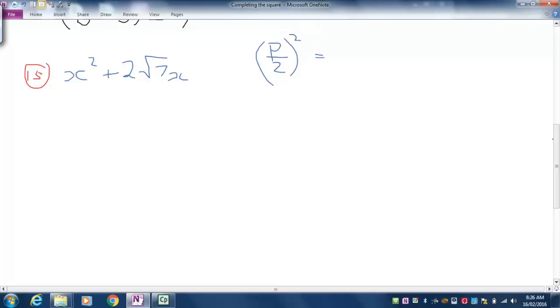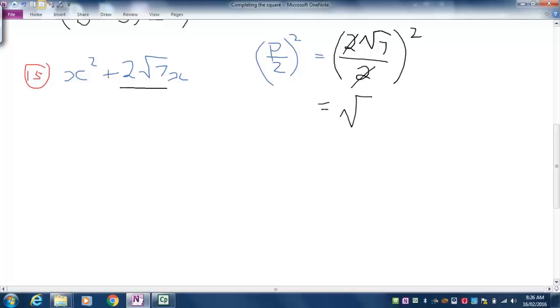It's not as difficult as it looks. Just use that magic number. So our coefficient here, the p, is 2 root 7 in this case. So I simply substitute in 2 root 7 for p. So I get 2 root 7 on 2, and then we need to square it. Now on this line here I can cancel the 2 on the bottom with the 2 on the top. So I'm just left with root 7 squared, and I'm just going to show the extra line in here.